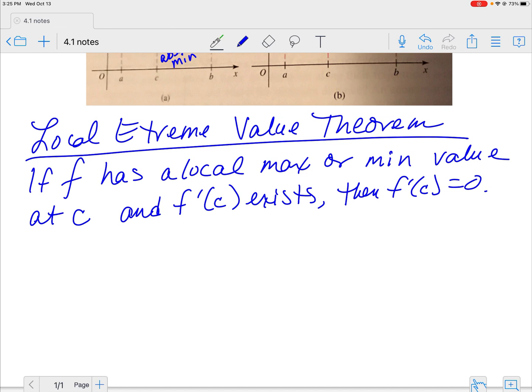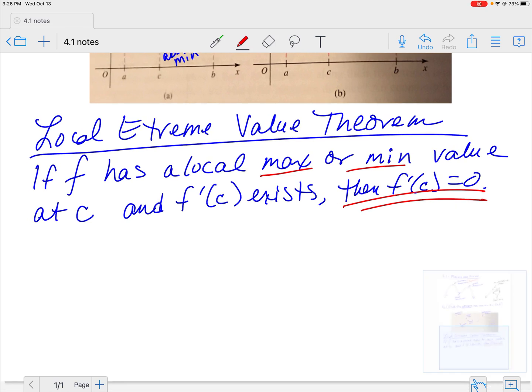Check out what this is actually saying. If I have a local maximum or minimum value at C, so some value C, it doesn't matter where it is, and my derivative exists at that value, then the value of my derivative is going to equal 0. This is major. This is telling me that I have a local maximum or minimum.